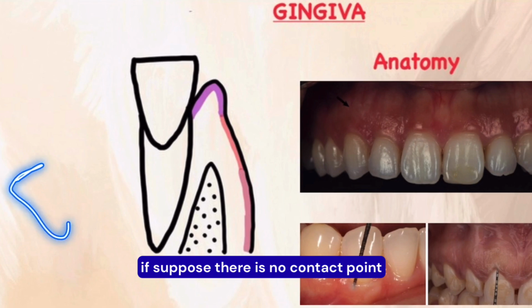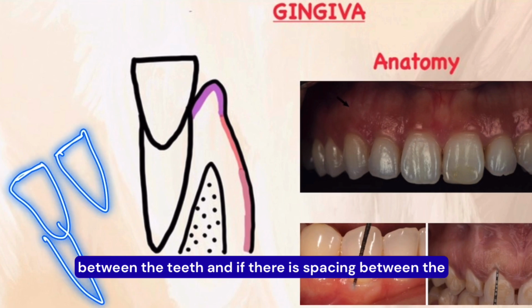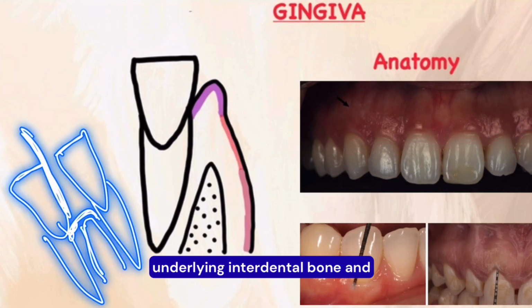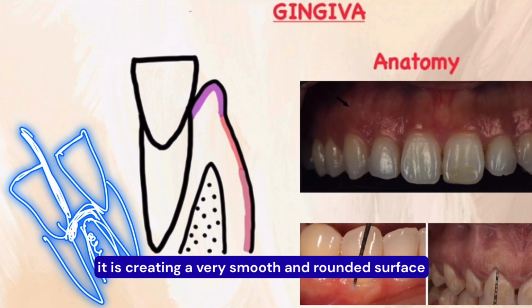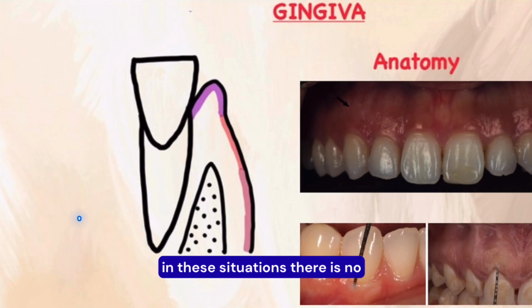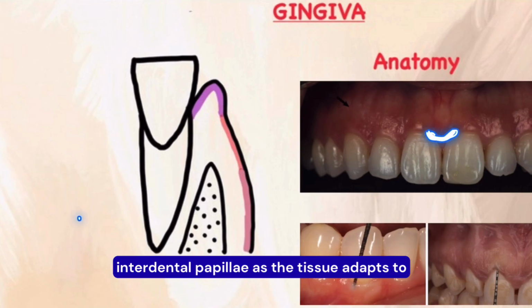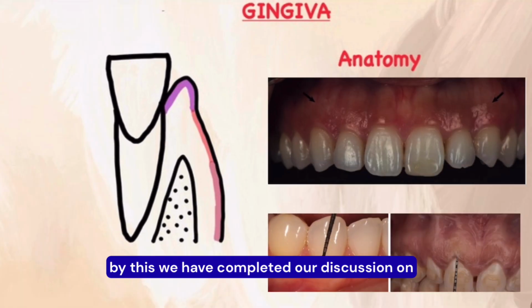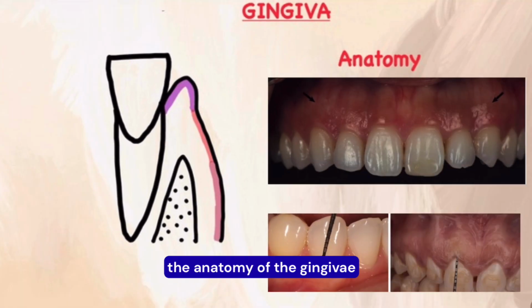If there is no contact point between the teeth and there is spacing between the teeth, in such cases the interdental gingiva is firmly bound to the underlying interdental bone and creates a very smooth and rounded surface. In these situations, there are no interdental papillae as the tissue adapts to the absence of the contact points. By this, we have completed our discussion on the anatomy of the gingiva.